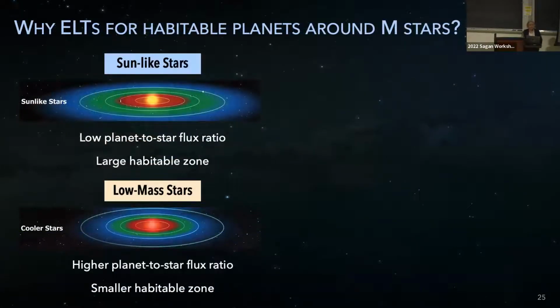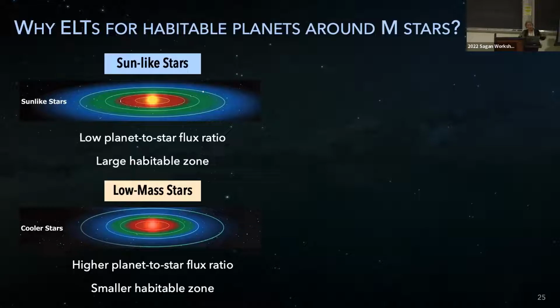Okay, so now I'm going to revisit the 2 paths again and try to explain in more detail why we can try a ground-based path for potentially habitable planets around M-dwarfs. This cartoon shows the habitable zone around sun-like and low-mass stars. In the sun-like case, an Earth-like planet has an extremely low planet-to-star flux ratio, that 10 to the 10 contrast that I mentioned earlier. So that's bad for direct observations.